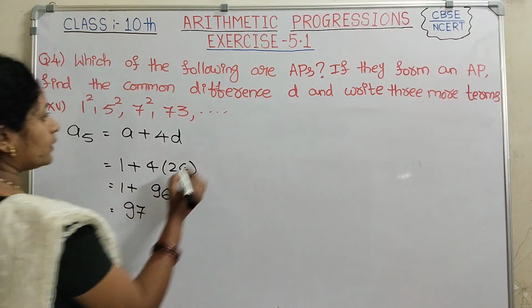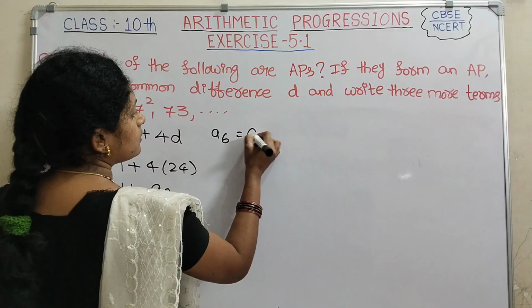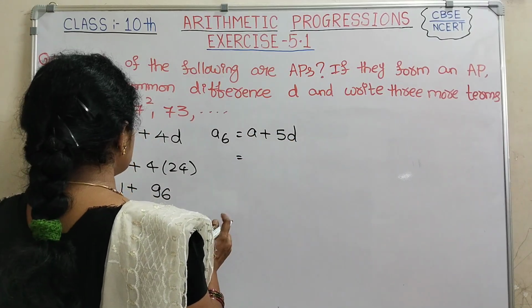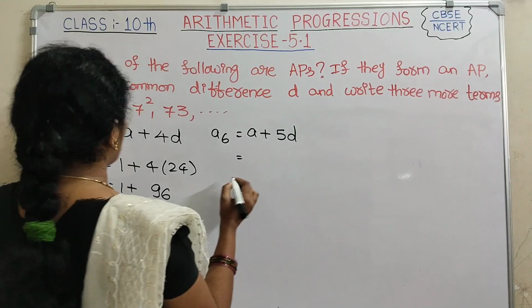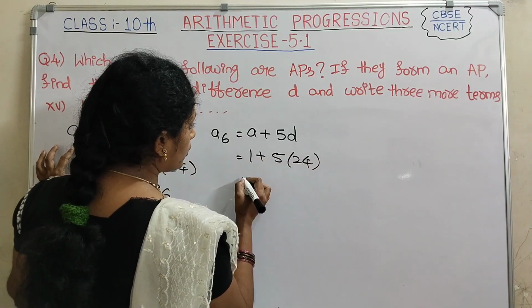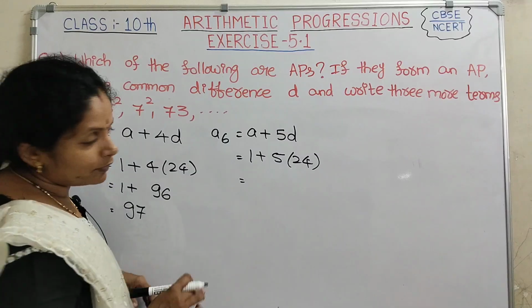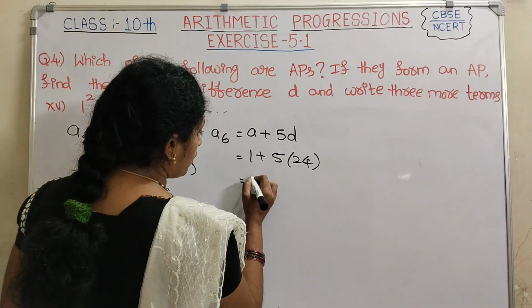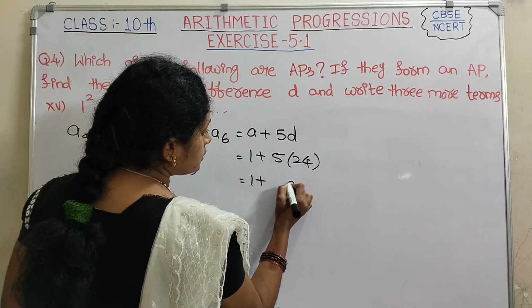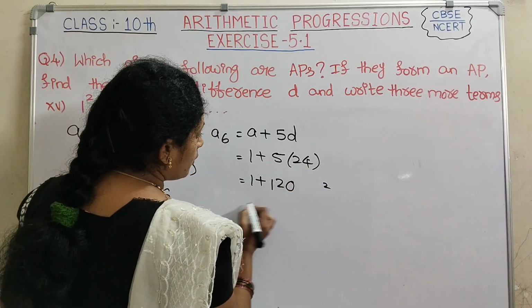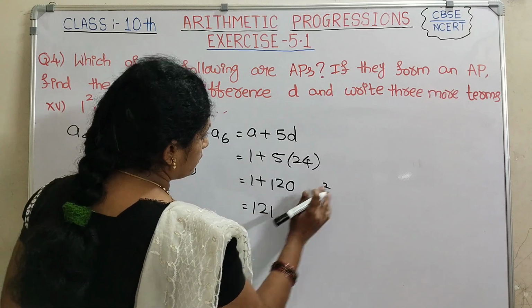Next, A6 is A plus 5 into D. A is 1 plus 5 into 24, because D is 24, we found it as 24. 1 plus 5 4 is 20, 2 is the carry, 5 2 is 10, 10 plus 2 is 12. 120 plus 1, 121.